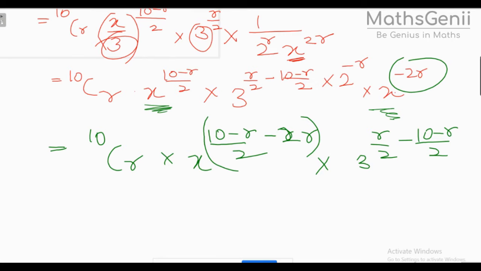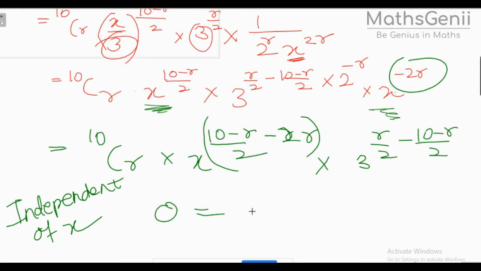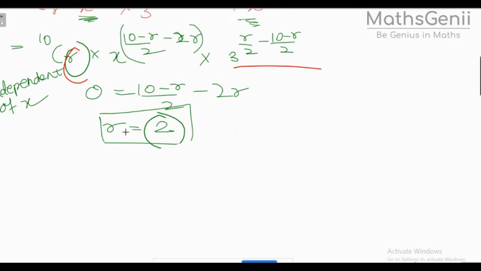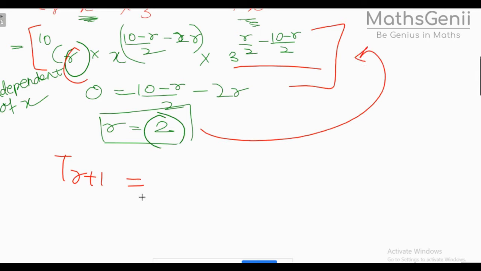Whenever you have to find term independent of x, compare whatever power of x you have found out with 0. Okay. Now when you solve this out, you get r is equal to 2. It does not end here. I'll have to find tr plus 1. I already have it, right? I have already calculated it. Just that I'm going to substitute the value of r in this question.